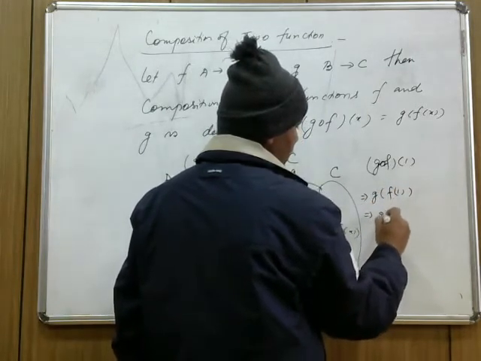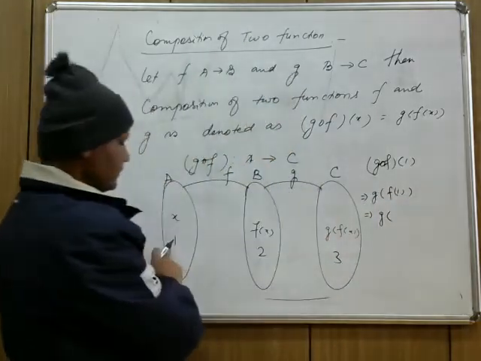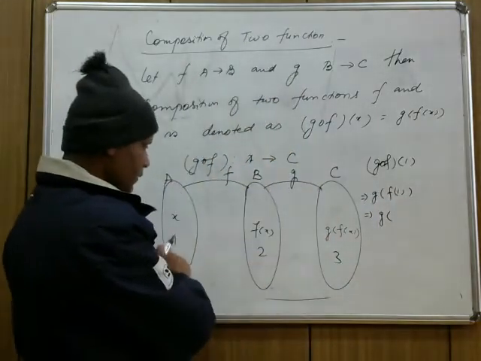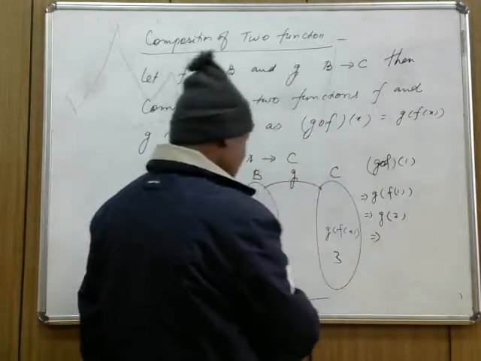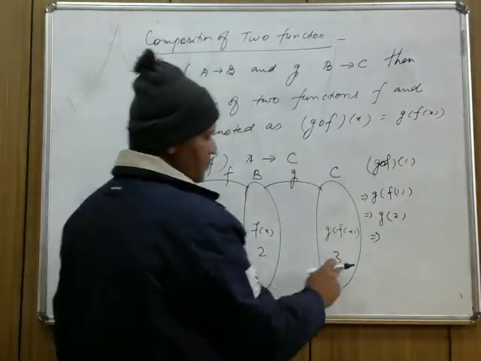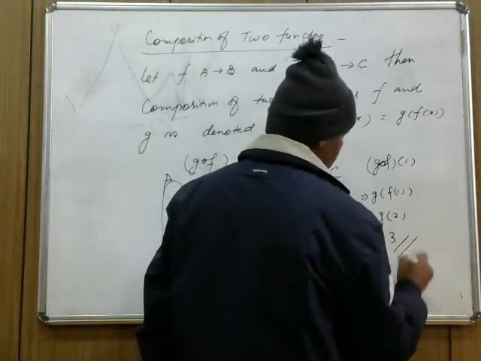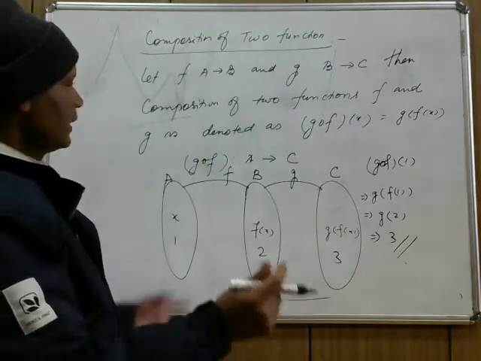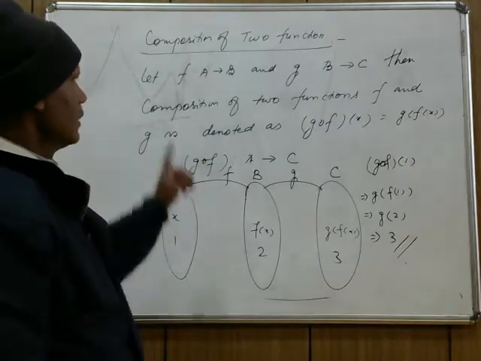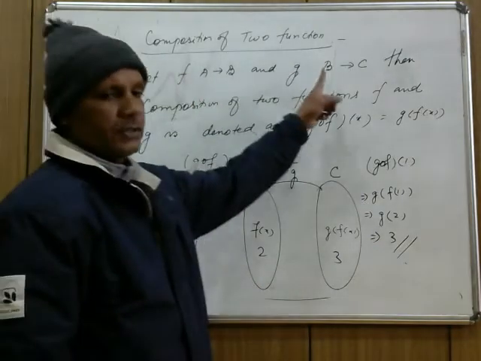And g of f of 1 is how much? f of 1 is 2, the f image of 1 is 2, I write here 2, and g image of 2 is how much? 3. That's the answer, here 3. Now g of f of 1 is 3. In this way, we combine the two functions f and g.